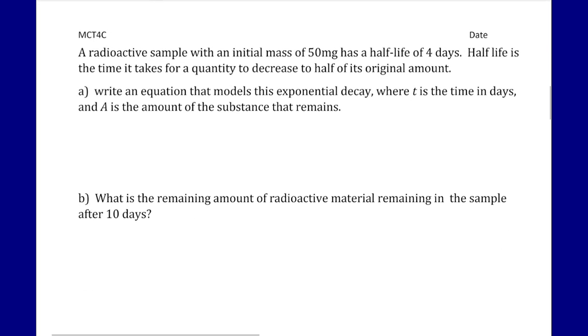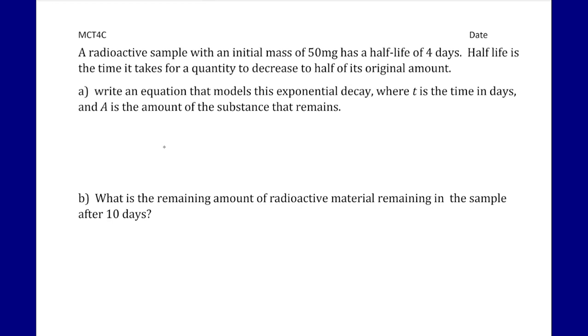Next, a radioactive sample with an initial mass of 500 milligrams has a half-life of 4 days. And half-life is the time it takes for a quantity to decrease to half of its original amount. So first we want to write an equation that models this exponential decay, where t is the time in days and A is the amount of the substance that remains.